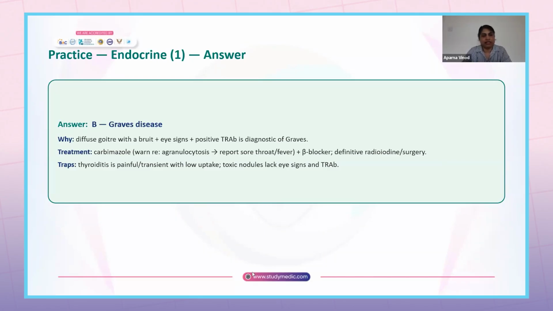Because they have explained that there is diffuse goiter with a bruit, there are eye signs, and there is positive TRAB. Now, this is diagnostic of Graves' disease. Now, you should think about the treatment. What will you offer at this point?